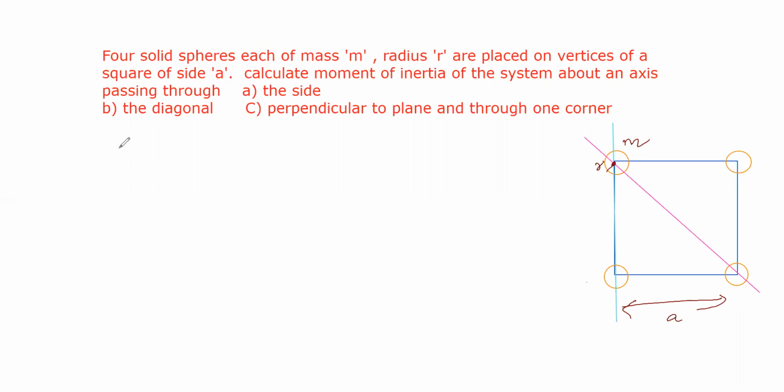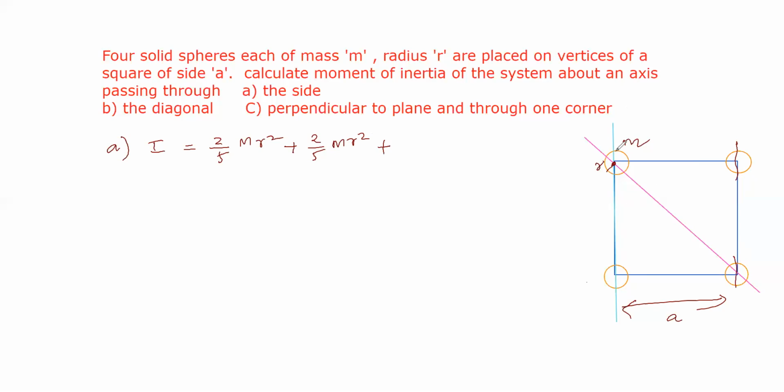Now first we are going to calculate the moment of inertia about an axis passing through one side of the square. For this sphere and this sphere, the moment of inertia about this axis is 2/5 mr². For the second sphere also, the axis is there, so 2/5 mr². Plus, for these other spheres we have to use the parallel axis theorem about this axis.